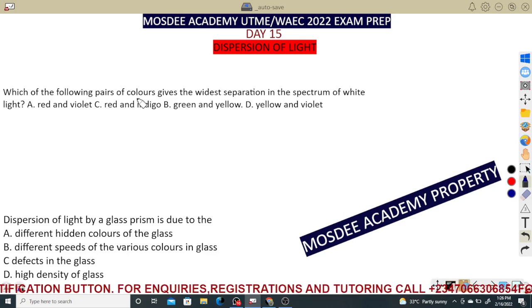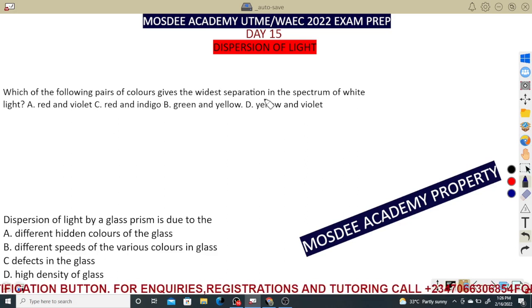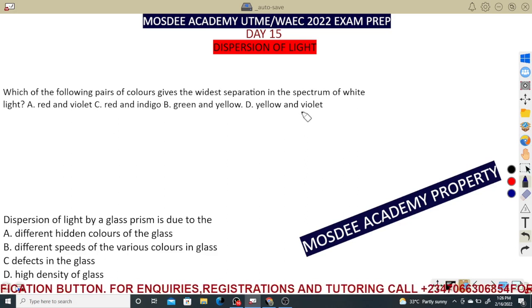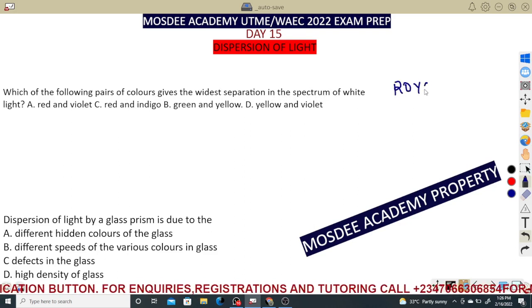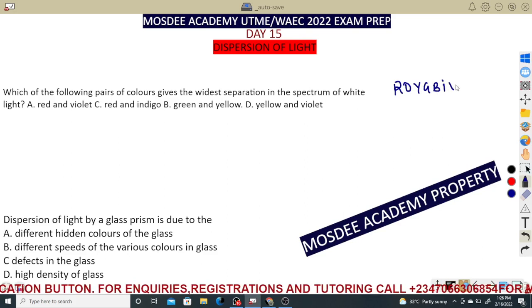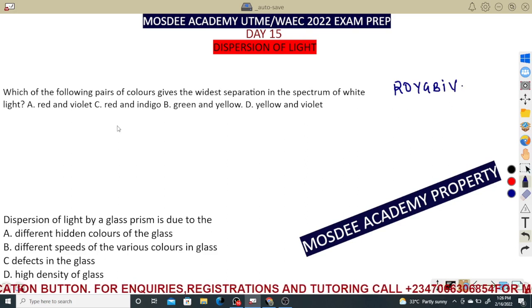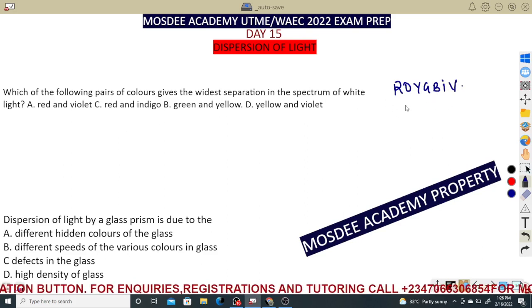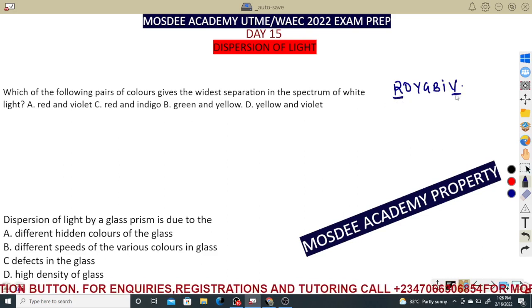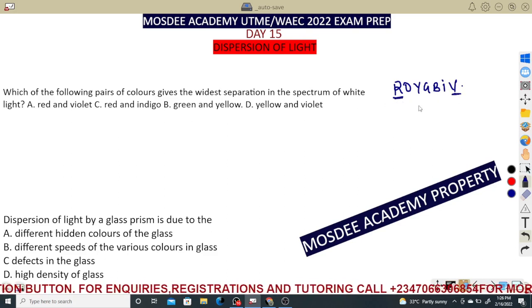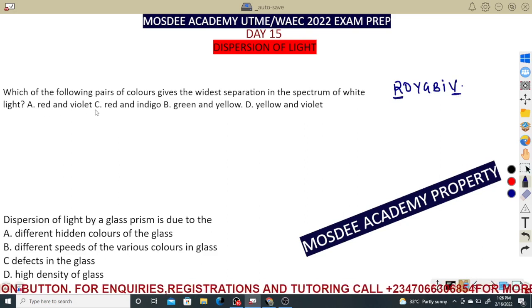Which of the following pairs of colors gives the widest separation in the spectrum of light? What is the separation? ROYGBIV, right? So which of them has the highest separation? Let's see. Red and what? Violet. We are talking about the gap. Red and violet, that's the answer.